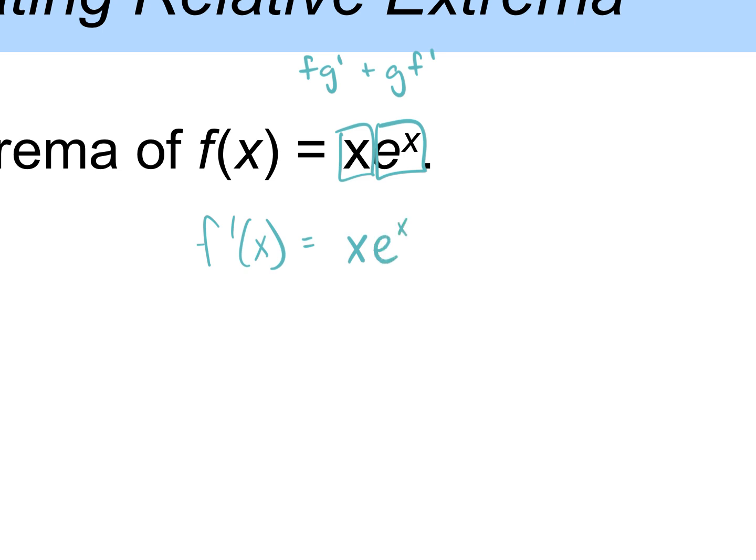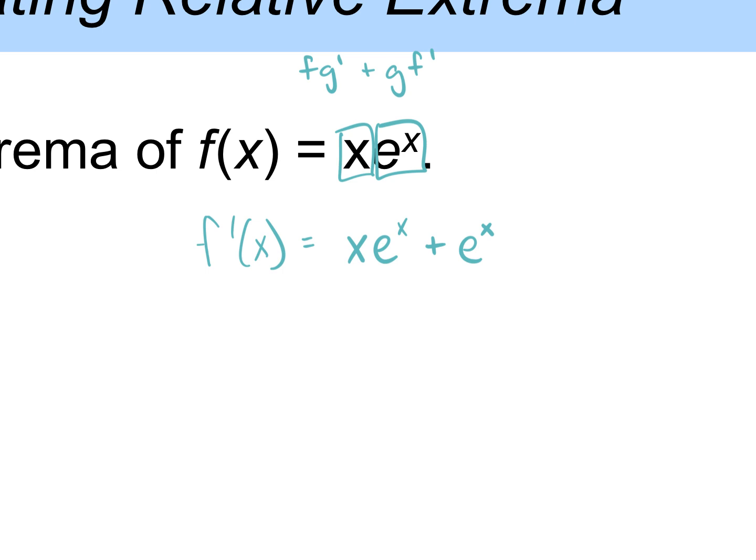Yep, same thing, e to the power of x, plus the second, which is e to the power of x, times the derivative of the first. What's the derivative of x? 1. So this would be our derivative.